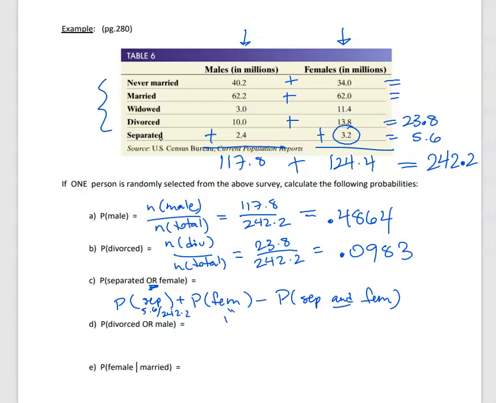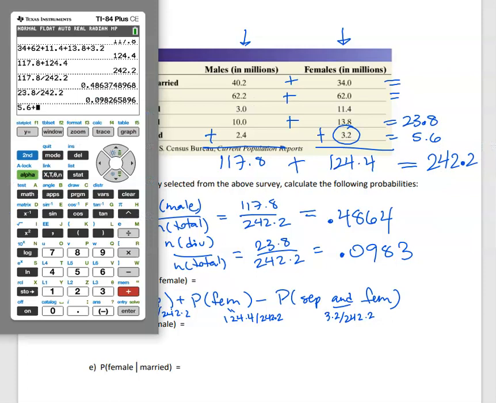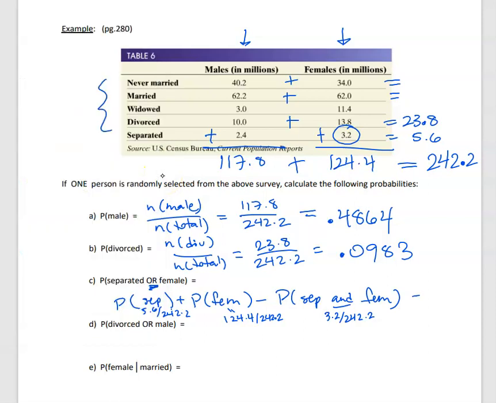The female people are 124.4 out of the 242.2. And then separated and female, that's 3.2 out of 242.2. But since we're adding and subtracting all this stuff, we can just look at the numerators and then do it all out of 242.2. So that's how I'm going to do this one. I'll actually go with some parentheses at the beginning. 5.6 are separated. And then we have 124.4 are female. And then we subtract the ones that are both, which is 3.2. And I'm going to make that out of 242.2. And so it's 52 point, or I was going to say it as a percent, but 0.5235.